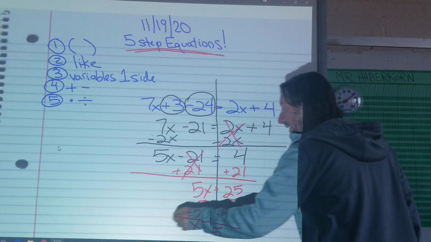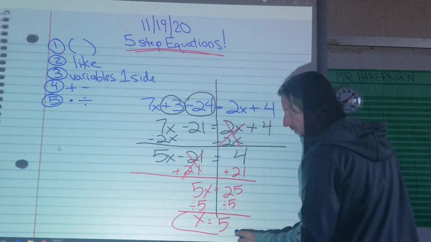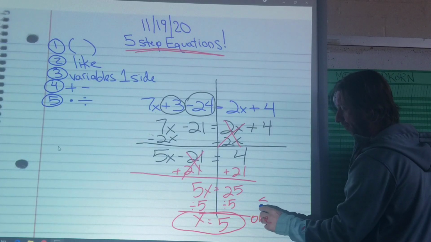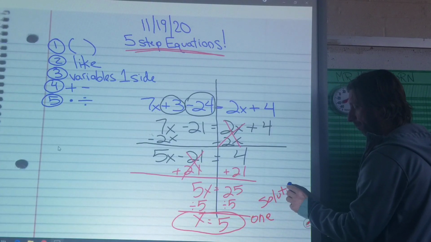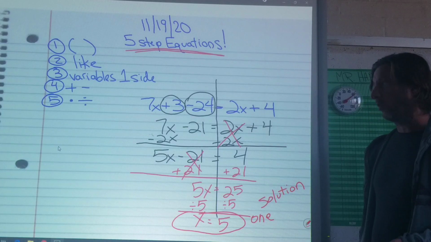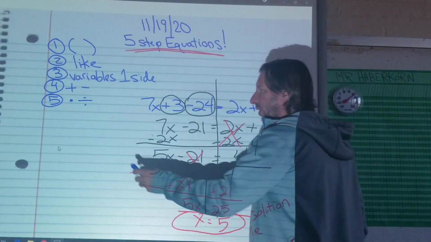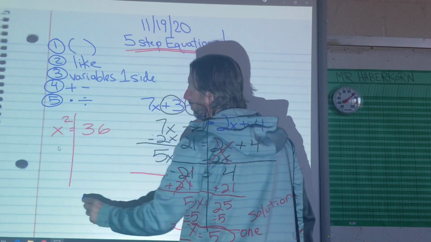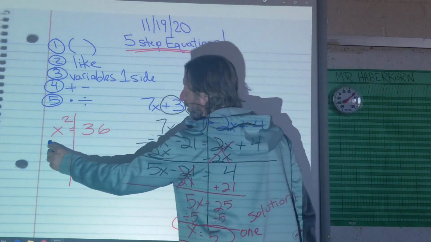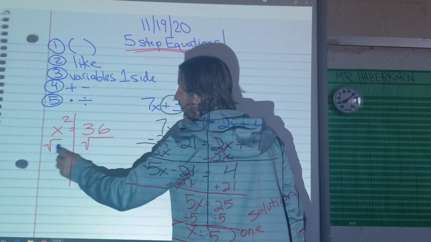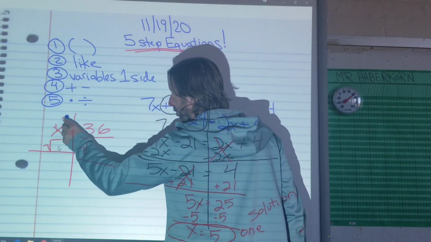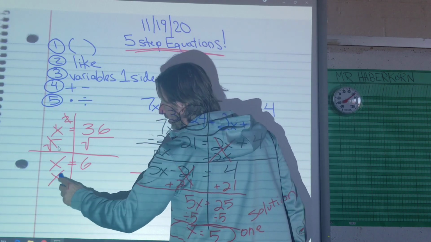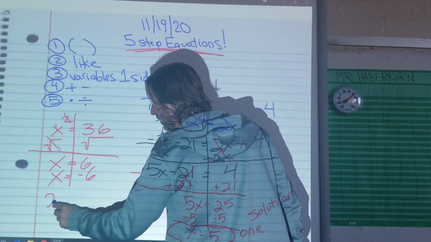By the way, these all only have one solution. I mean, can an equation have more than one solution? Well, yeah. Remember we learned these? X squared is 36. You find the square root of each side. Those cancel out. We get x equals 6 or x equals negative 6. So this one has 2 solutions.